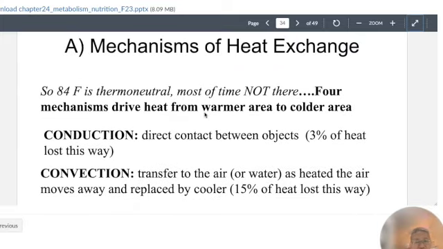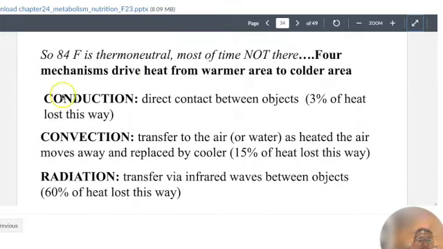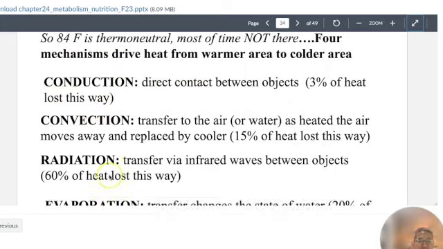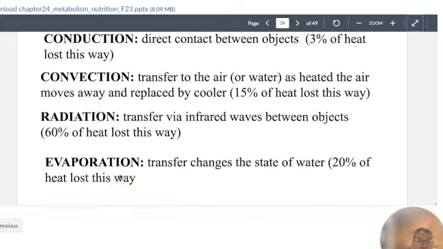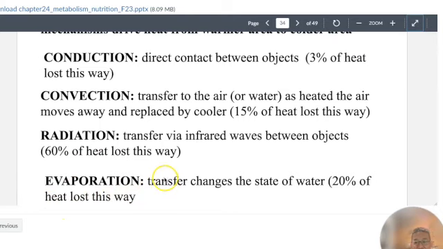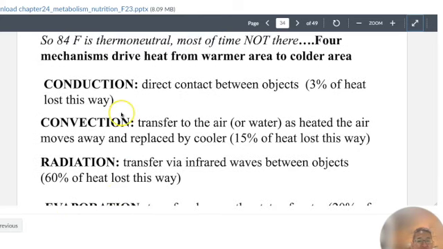There are different types of heat exchange. We have conduction, convection, radiation, and evaporation. So we know what evaporation is. When you boil water, transfer changes the state of water. 20% of heat is lost this way. Some of us know what convection is. Convection is in your oven, transfer to the air, or water. As heated, the air moves away, so the heat is transferred into the air.